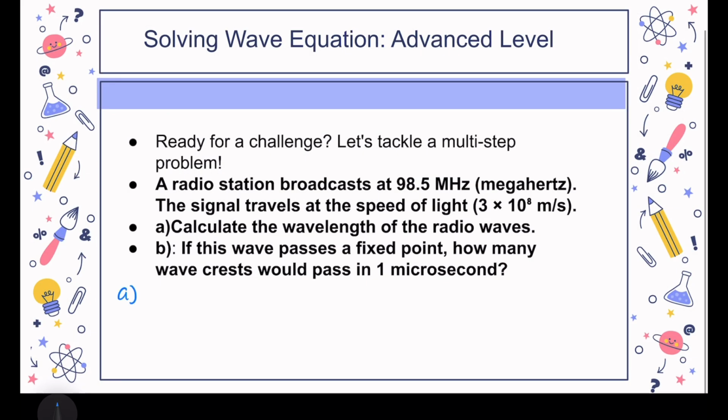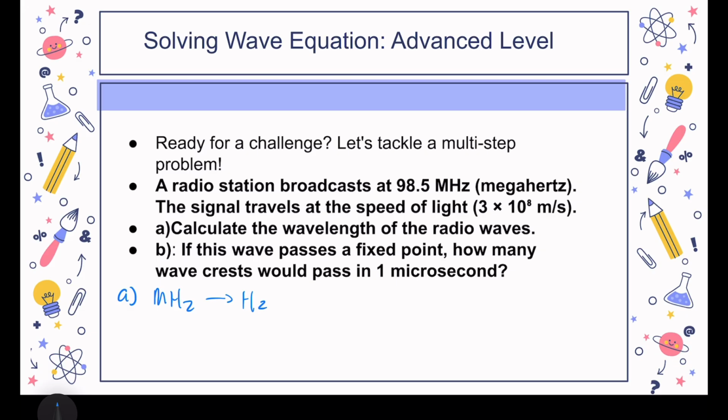So for the first part of this question, for A, what we're going to do is go from megahertz to hertz. And to do that, we're going to multiply by 1 million, because there is 10 to the 6 hertz in a megahertz. So we're going to multiply by 10 to the 6. So that means that this is going to be 98.5 multiplied by 10 to the 6. And then I could just rewrite this as 9.85 times 10 to the 7 hertz.